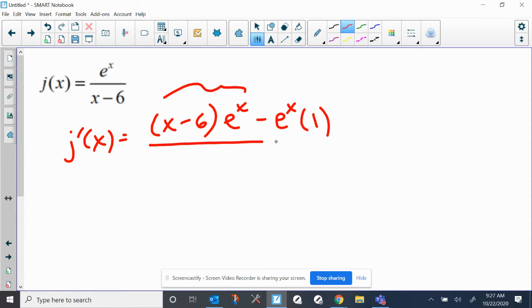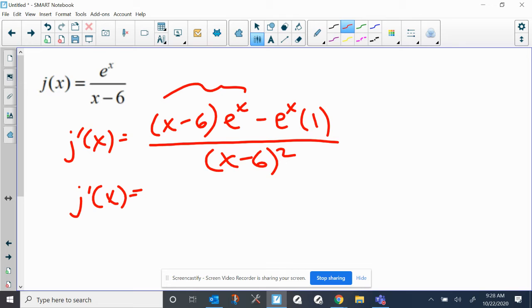This is all over the bottom squared. So x minus 6 squared. So bottom times derivative of the top minus top times the derivative of the bottom over the bottom squared. Now, there are some things you can do to simplify this, so I'm going to show you a couple.